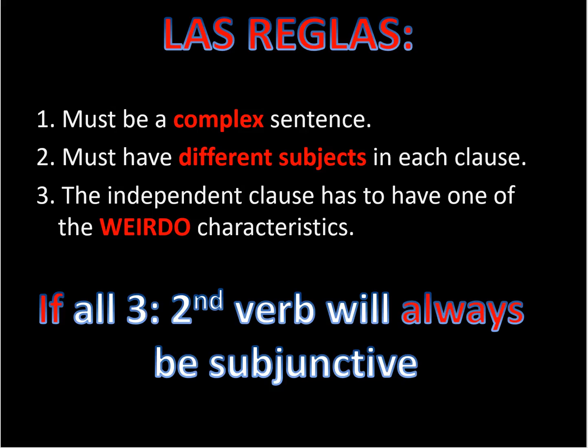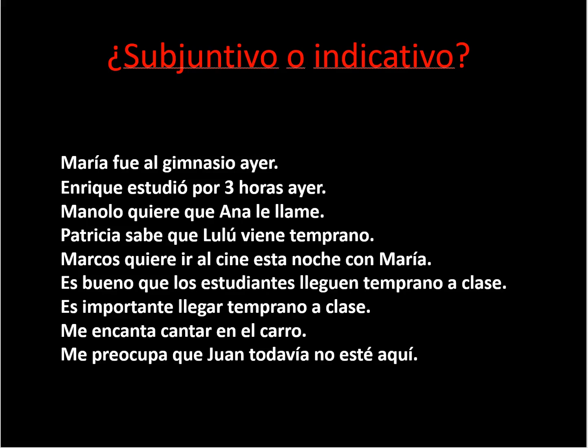Now, the rules. It must be a complex sentence. It must have different subjects in each clause. And then lastly, it has to have a weirdo characteristic in the first clause. If you have all three of these, your second verb will always be in the subjunctive form, sorry, the opposite vowel.